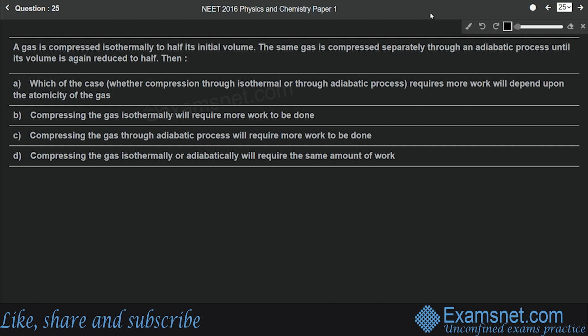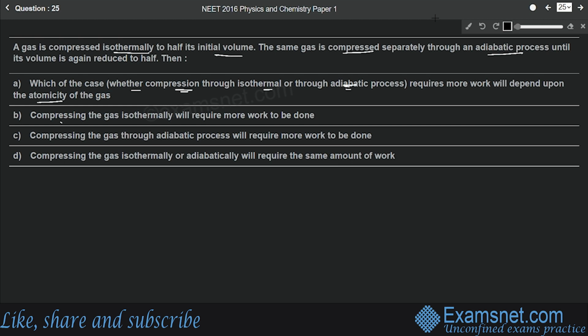Now question number 25 is again from the chapter thermodynamics, and the question is, a gas is compressed isothermally to half its initial volume. The same gas is compressed separately through an adiabatic process until its volume is again reduced to half. Then option A, which of the case, whether compression through isothermal or through adiabatic process, requires more work will depend upon the atomicity of the gas.